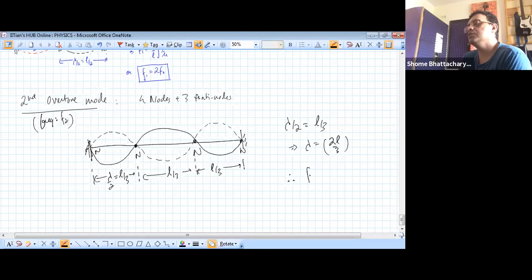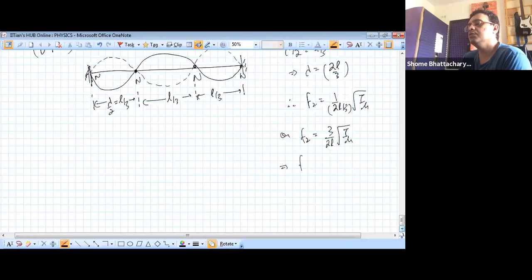So the frequency becomes 1 by lambda, that is, 3 by 2L square root T by mu. If you compare it with the fundamental frequency, you can see that the frequency becomes 3 times the fundamental. Okay. And this is how this series continues. So you have the fundamental frequency 1 by 2L square root T by mu.